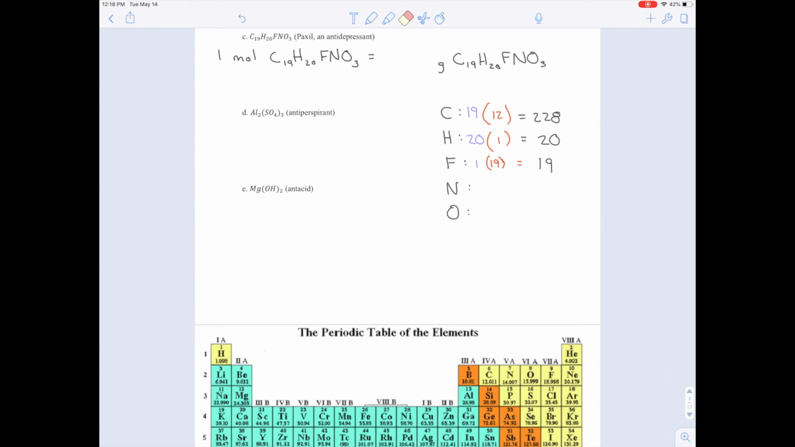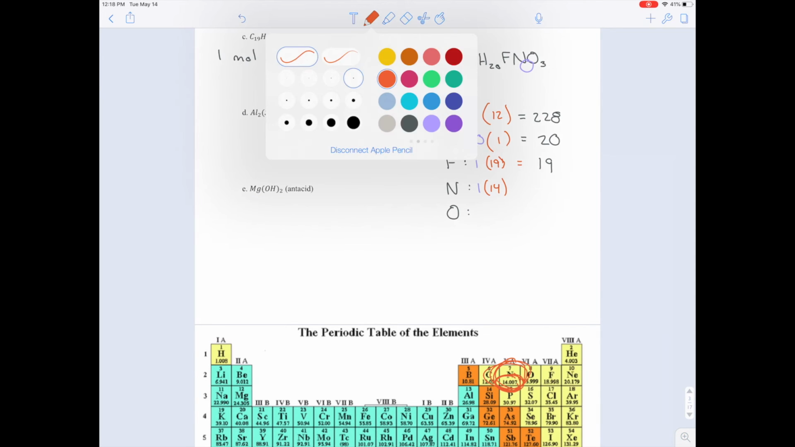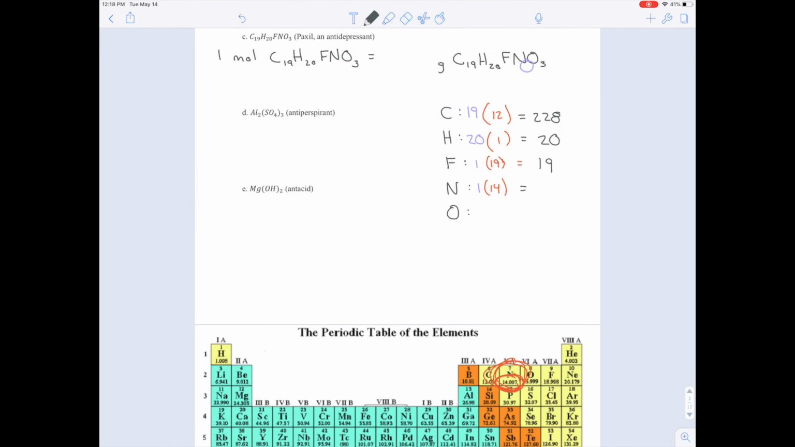Next, in 1 mole of this compound, we would have 1 mole of nitrogen, because there's no number written at the bottom right of the nitrogen. So that means that we only have 1. We can see from the periodic table that 1 mole of nitrogen weighs 14 grams. So altogether, we would have 14 grams coming from the nitrogen.